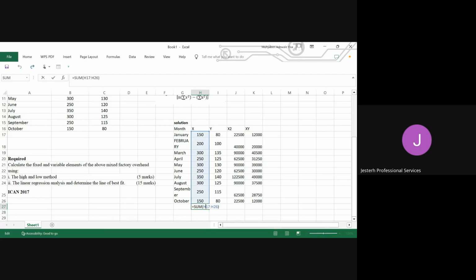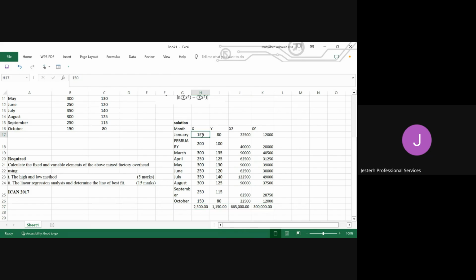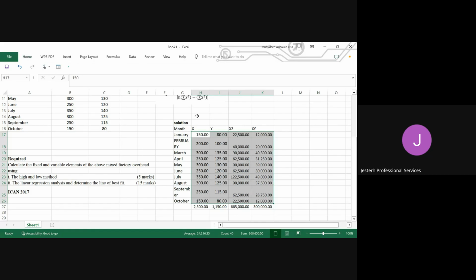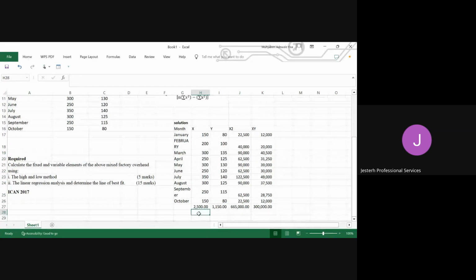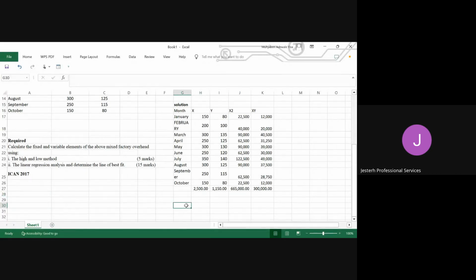Some of us are used to Excel, you just drag down and drag down. Okay. Then let me remove this one so that, okay, good. Now we have calculated all this. We need to now write them down one after the other.